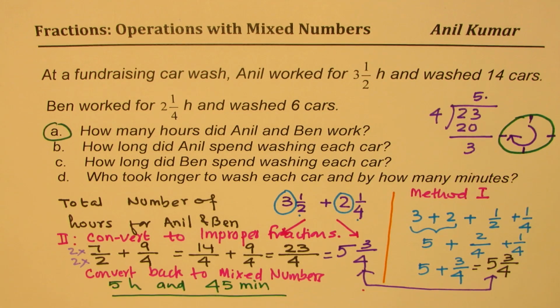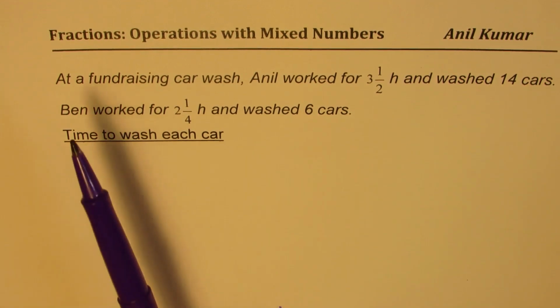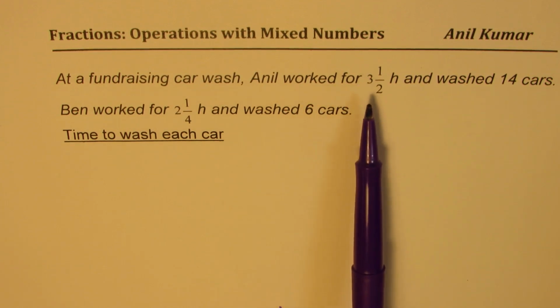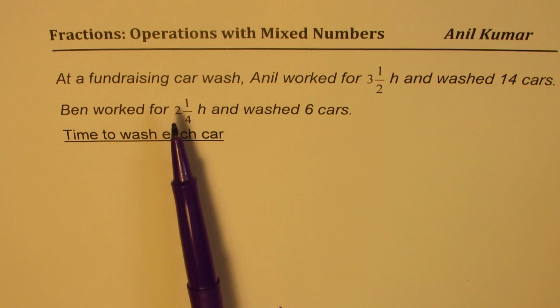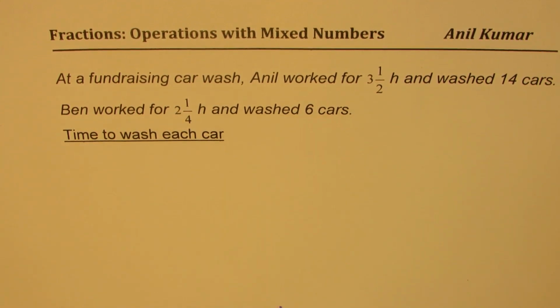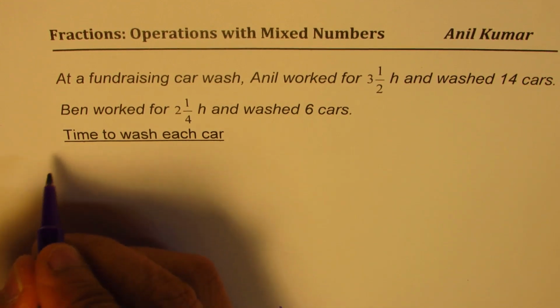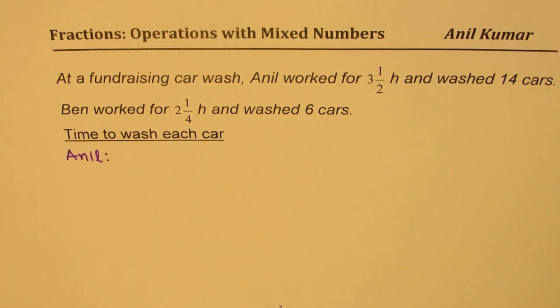Now on a fresh page, let us answer part B, C and D. So now again we are working on the same question. At a fundraising car wash, Anil worked for 3.5 hours and washed 14 cars. Ben worked for 2 1/4 of an hour and washed 6 cars. Now we need to find time to wash each car by Anil. So let's first do time to wash each car by Anil.